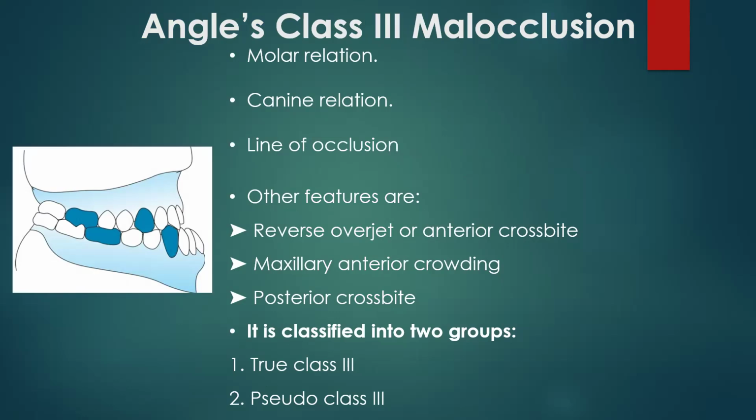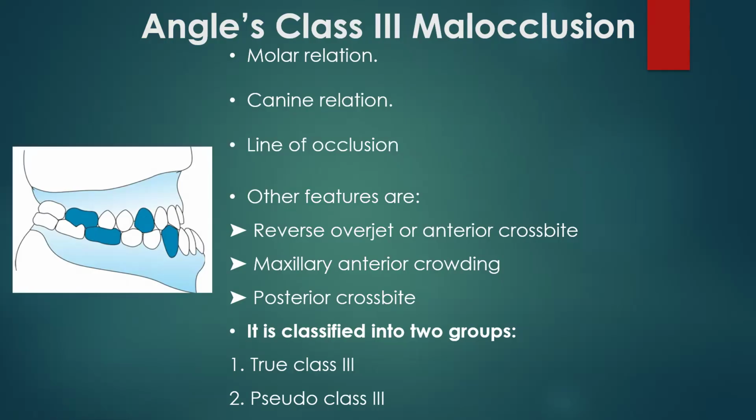Now moving on to class 3 malocclusion. Here the molar relation is such that the mesiobuccal cusp of the upper first permanent molar will occlude with the interdental area in between the lower first and second molar. And the canine relation: the cusp of the canine will be occluding in the interdental area between the lower first and second premolar. And there will also be deviation in the line of occlusion.